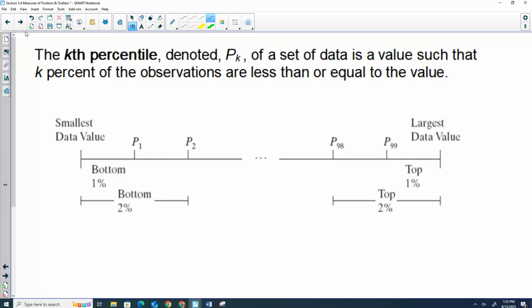All right, let's take a look at this. We can also find percentiles. You've probably heard of percentiles before. Any standardized test you've ever taken, they tell you your percentile. If they come back and say you scored in the 82nd percentile, what does that mean?